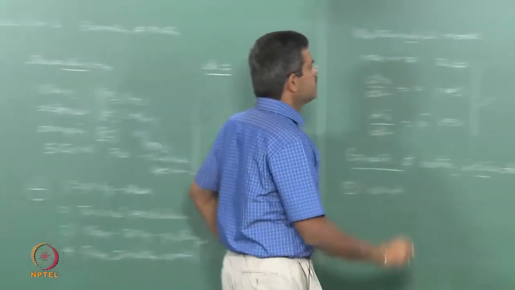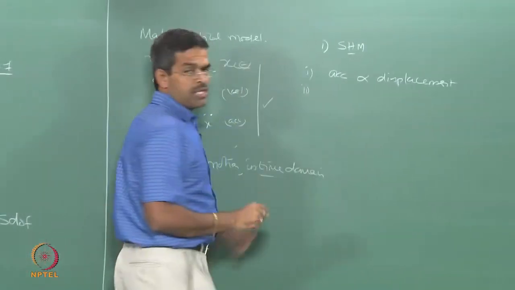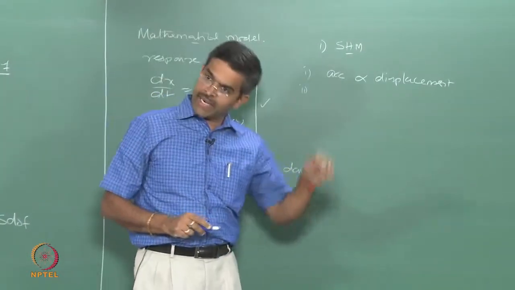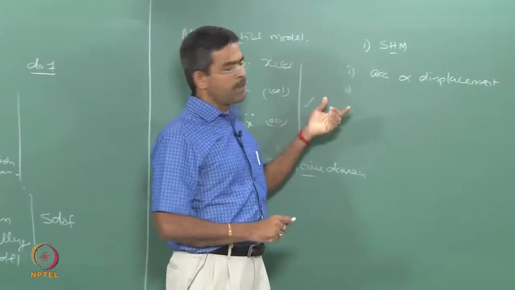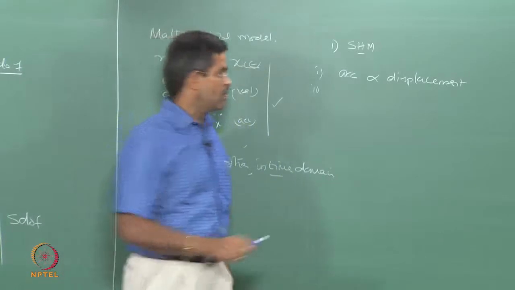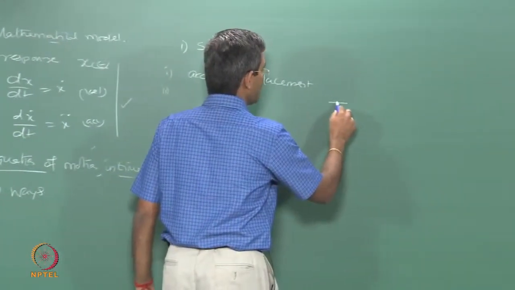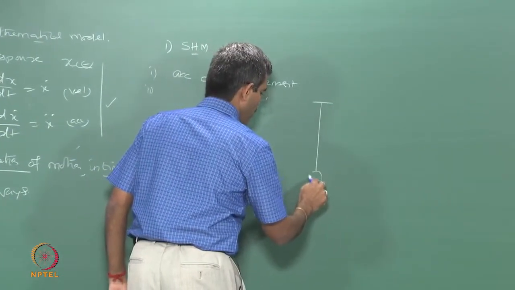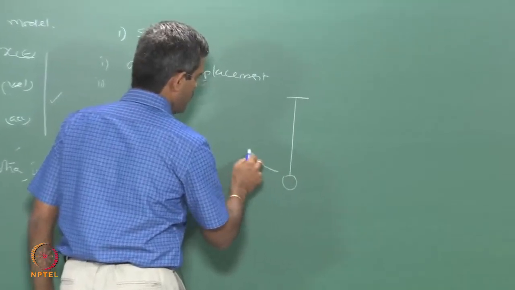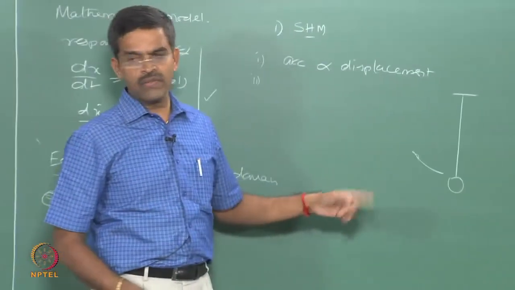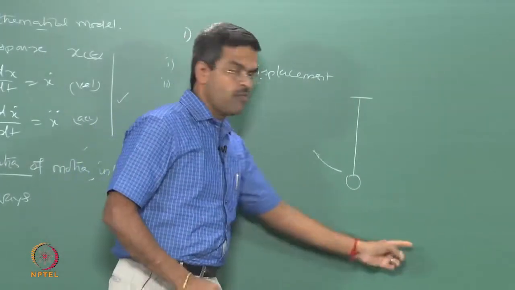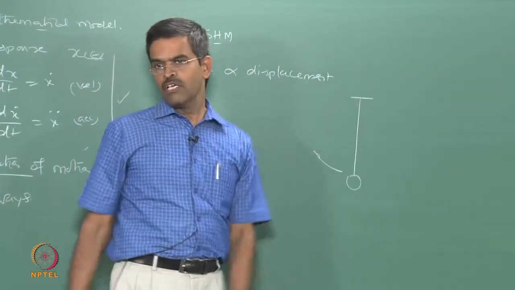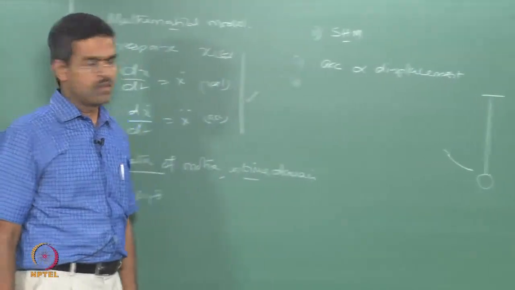The second, body will be always redirected towards the original position. Example, a simple pendulum. You take a pendulum suspended at a hinge, a bob, try to oscillate the bob, it will always have a tendency to come back to its neutral position after n number of oscillations, what we call as period of oscillation. Okay.